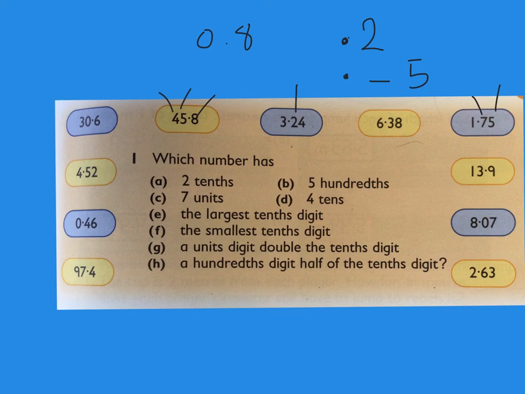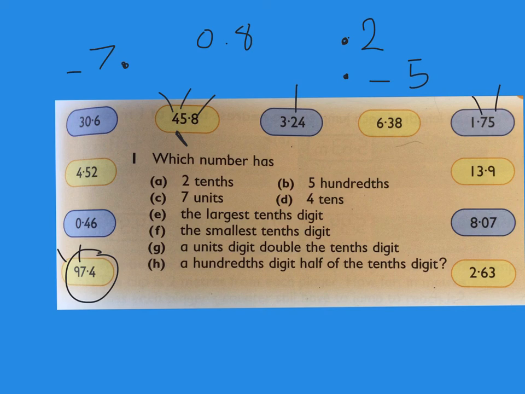Okay, so we're on to C. So 7 units, and I'm looking for a number that is 1 place to the left of the decimal point. Okay, so there might be something here, there may not be. So 7 units, and I can see it's 97.4. Okay, so 9 tenths, 7 units, and 4 tenths. A number with 4 tenths. Okay, 45.8 here. It has 4 tenths, okay?